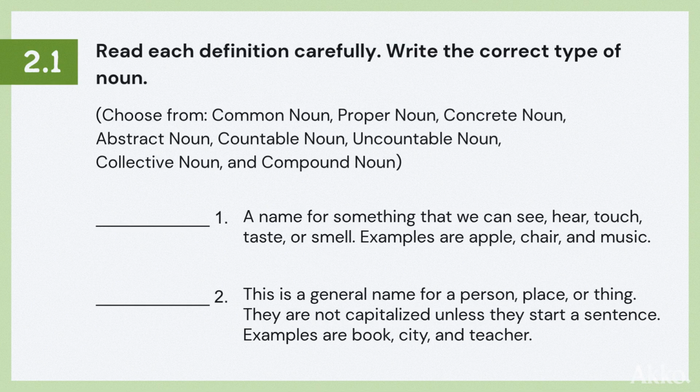Number 1, a name for something that we can see, hear, touch, taste, or smell. If you answered concrete noun, that's correct. Number 2, this is a general name for a person, place, or thing. They are not capitalized unless they start a sentence. Examples are book, city, and teacher. Common noun.